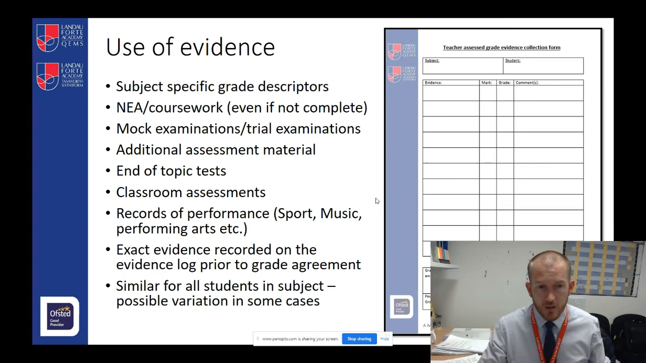Now, you can ask your curriculum leaders, if you want to, what kinds of topic tests you've done, what evidence that will be used for individual subjects, but obviously we cannot discuss the exact outcomes of those assessments with you anymore, or potential outcome for you overall for the course.